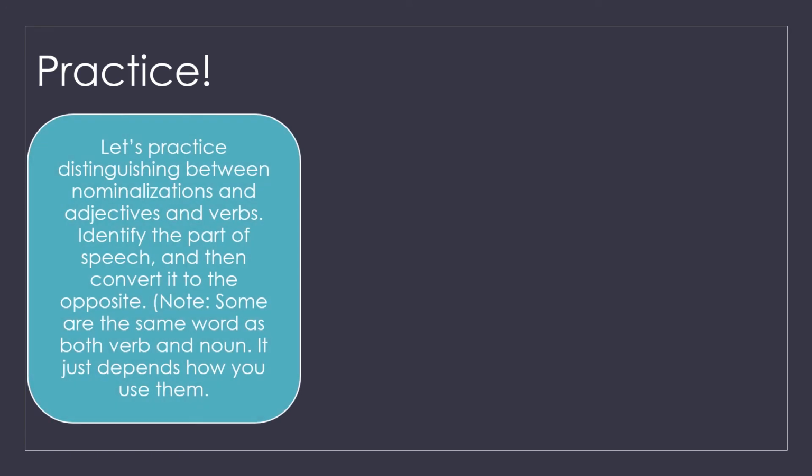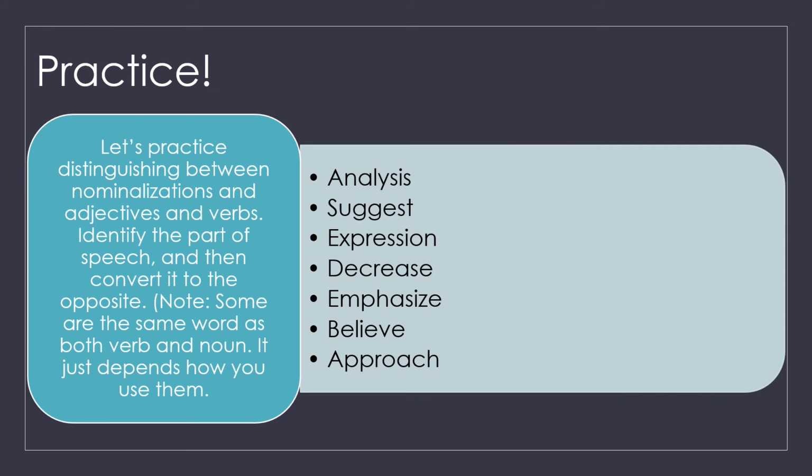So you might not be familiar with the concept of nominalization. So let's practice distinguishing between nominalizations of adjectives and verbs. Pause the video and do this activity in your notes. Identify the part of speech. So is it a noun? Is it a verb? Then take the word and convert it to the opposite. So if it's a noun, turn it into a verb. Keep in mind that some of these words work as both a verb or a noun. So go ahead, pause the video, and work on this practice.